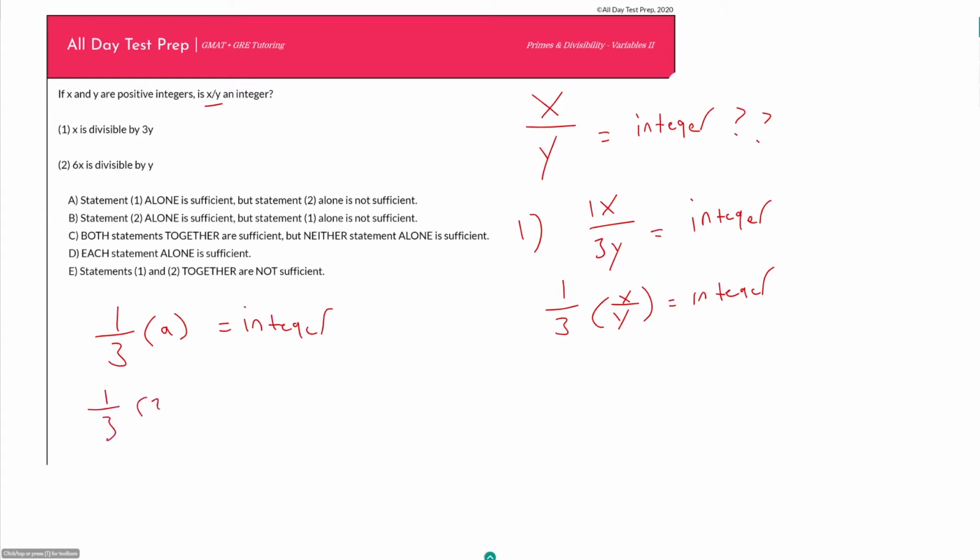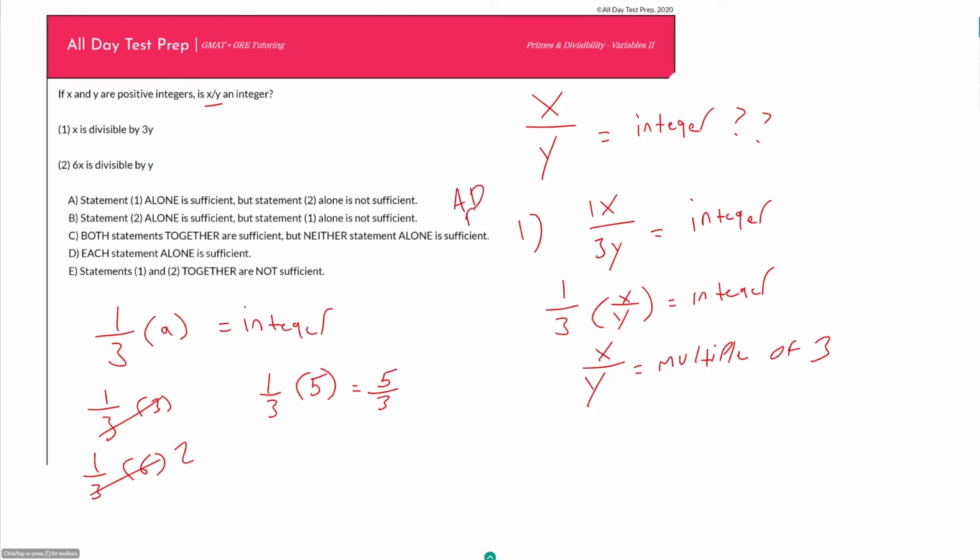So 1/3 times 3, for example, would work. 1/3 times 6 would work, because that cancels the denominator and leaves you with just a 2 on the top. But 1/3 times 5 would not work, because that leads to 5/3. You cannot get rid of the denominator. So to cancel out our denominator, a has to be a multiple of 3. What we're doing here is no different, just we happen to be saying a is equal to x over y. So this is really telling us x over y is a multiple of 3. Now, all multiples of 3 are integers, so x over y cannot be any integer, but it can only be integers. So this statement is sufficient.